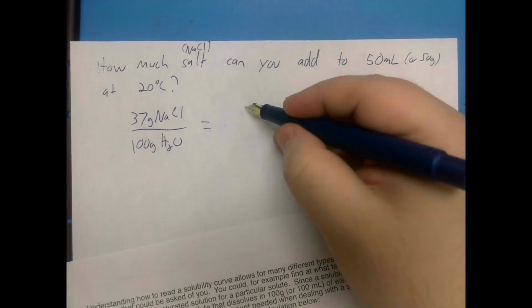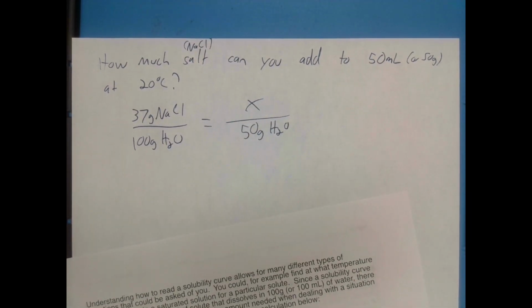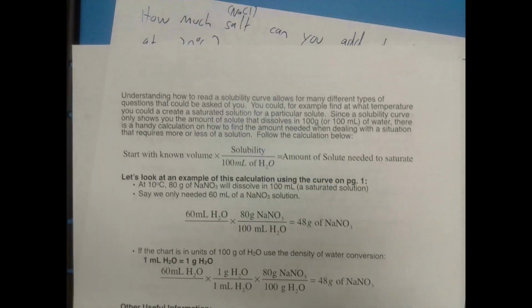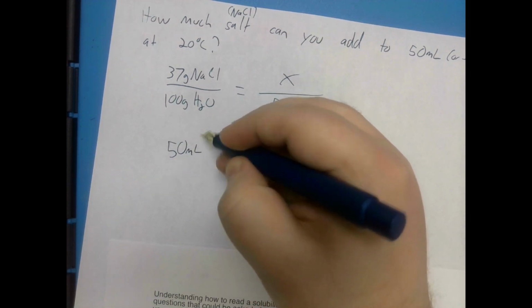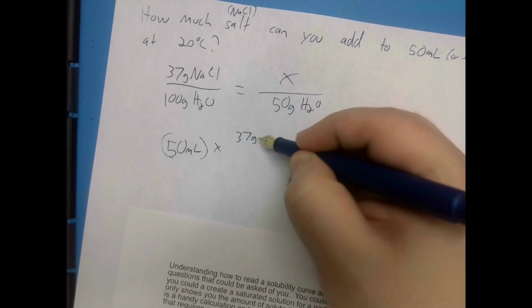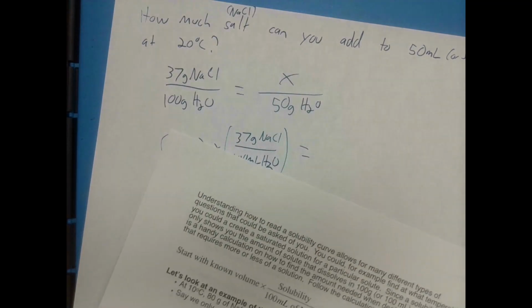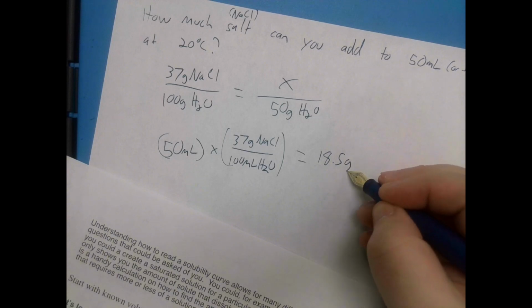So you divide it in two. And we're trying to figure out what it would be at 50 grams or 50 milliliters of water. You can cross multiply, or we can do another technique. This technique is to start with your known volume or mass. So I'm trying to figure it out for 50 milliliters or 50 grams of water, and I multiply it by the solubility. The solubility is 37 grams per 100 milliliters of water. And I end up getting how many grams of salt I need to make a saturated solution, which would be 18.5 grams of NaCl.